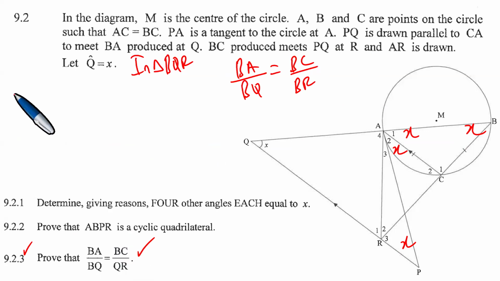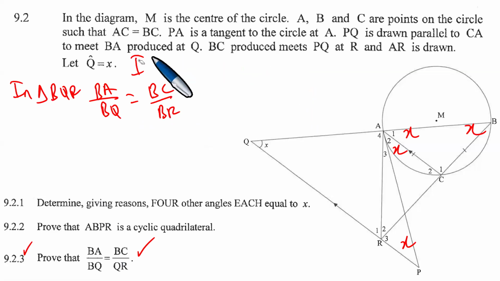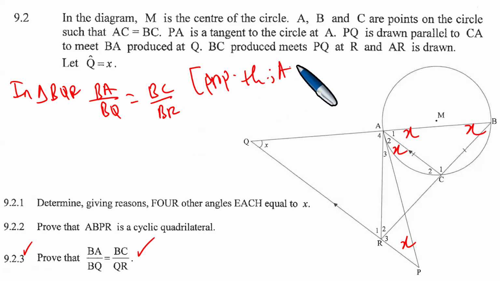So now we're going to realize that in triangle BQR, BA over BQ is equal to BC over BR. The reason for this is the proportionality theorem: AC is parallel to QP. Because AC is parallel to QP, you use the proportionality theorem and say BA over BQ is BC over BR. This is the proportionality theorem.